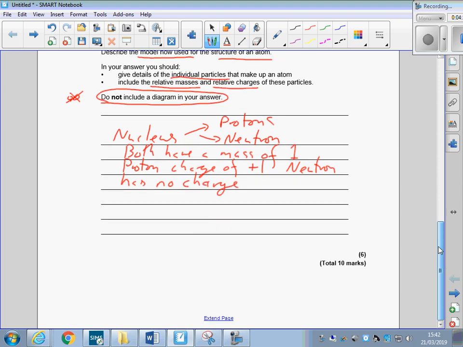And then we can also say in shells around the outside, there are electrons, and they have a charge of -1, and the mass is about 1/1800th, or you can also put negligible, or you can also put much, much smaller than the protons and the neutrons.